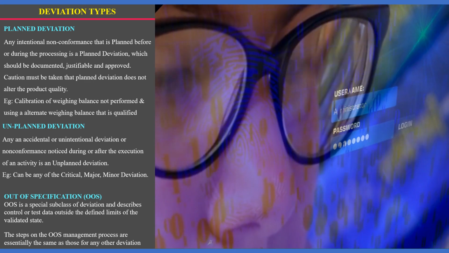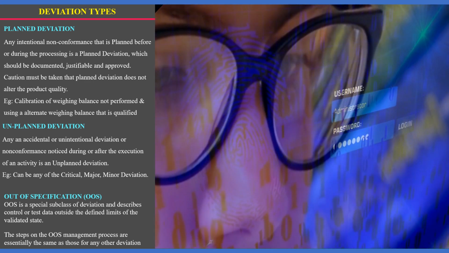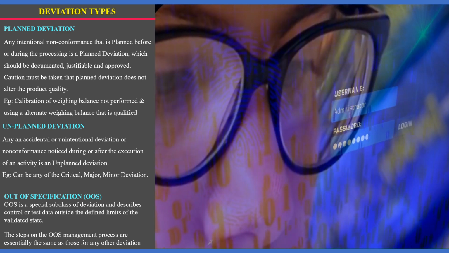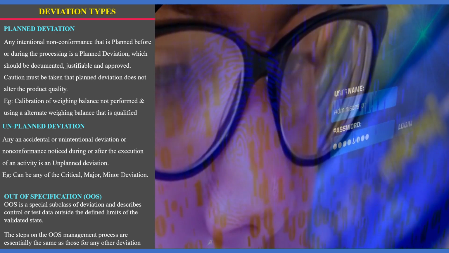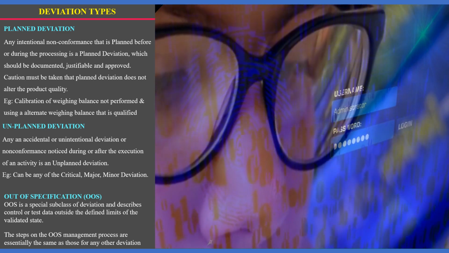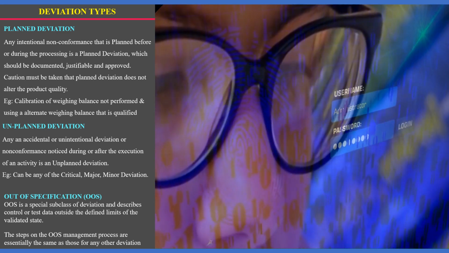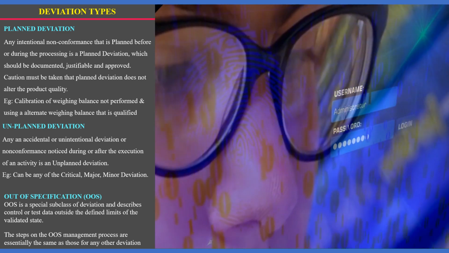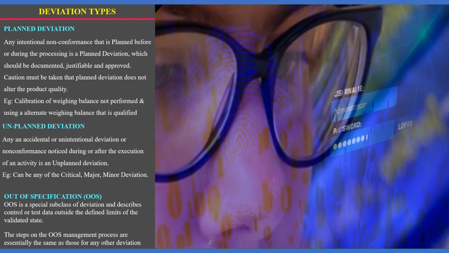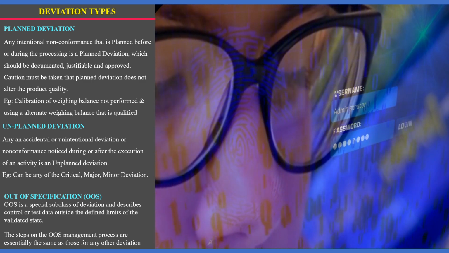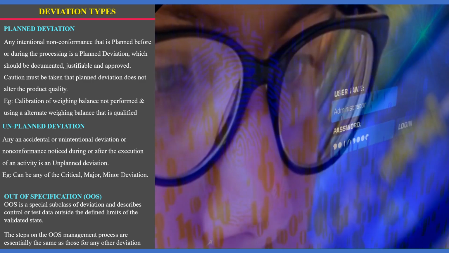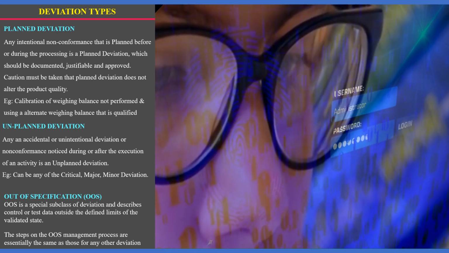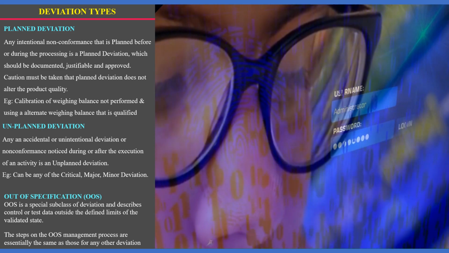So what are the deviation types? There are two types. One is the planned deviation. Any intentional non-conformance that is planned before or during processing is called a planned deviation, which should be documented, justifiable, and approved. The second one is the unplanned deviation. Any accidental or unintentional deviation or non-conformance noticed during or after the execution of an activity is called an unplanned deviation. Out of specification is a special subclass of deviation and describes control or test data outside the defined limits of a validated state.